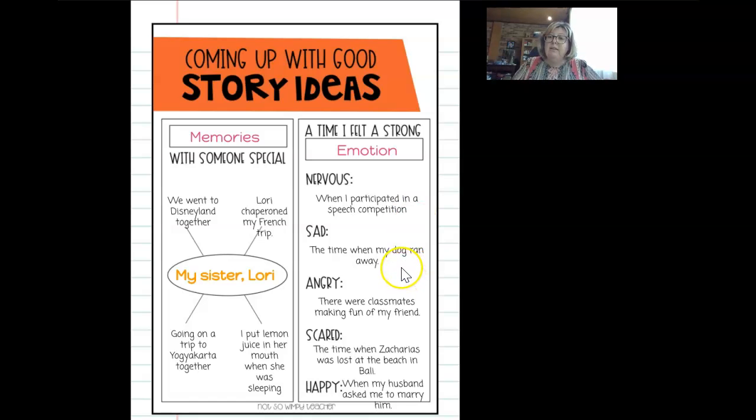I was sad the time when my dog ran away. I felt angry when there were classmates making fun of my friend. I was really scared the time when Zacharias was lost at the beach in Bali, and I was so happy the day that my husband asked me to marry him. Those are all memories that I have of strong emotions. They would all make great personal narrative stories.